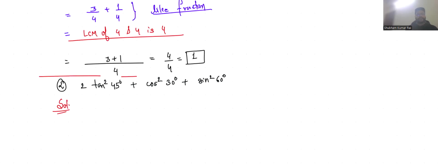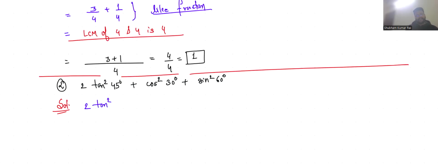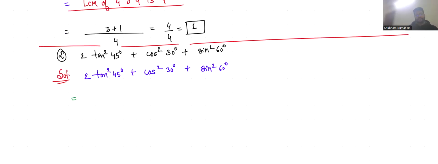Now just substitute the question once again. So it is tan square 45 degree plus cos square 30 degree plus sine square 60 degree. Now, if we see here the values which are being given, like 2 tan square, it means 2 is a product, so it will be 2 into. Here we have to know the value of tan 45 degree. So do you know or do you remember what is the value of tan 45?